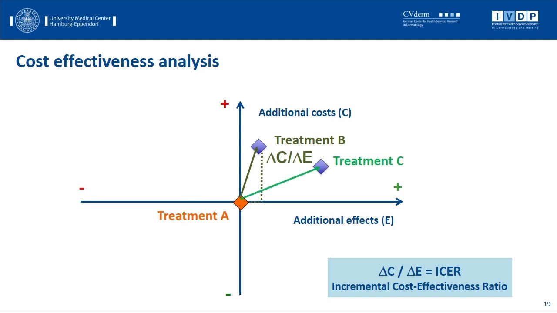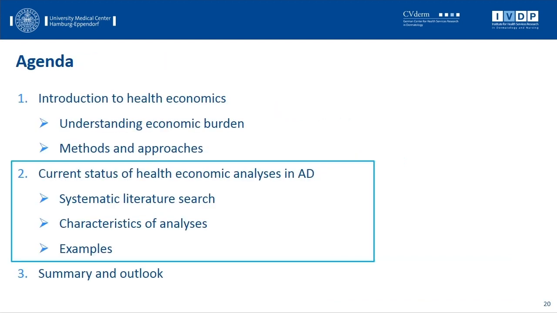If there is another treatment C with a lower cost than B and additional effects compared to treatment B, then treatment C will be considered as cost-effective, as you need lower costs for more effectiveness. This was the introduction on how to understand health economic analysis, and now we wanted to know how often such economic analyses occur in atopic dermatitis.